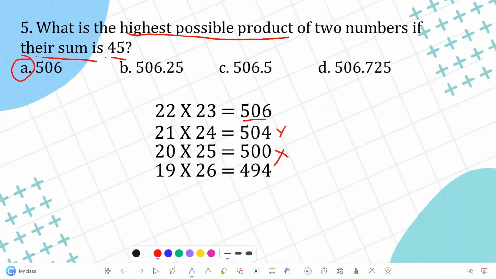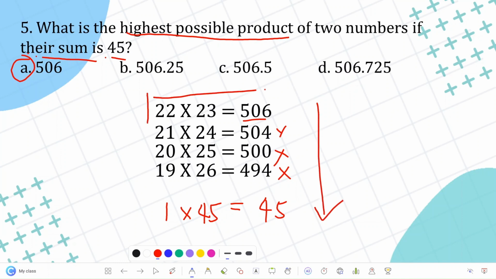But we will have another number here, 19 and 26. We have here 494. So, mas mababa pa rin. So, nakikita na natin ang pattern na kapag pataas na pataas ang isa, pababa na pababa ang isa, ay bumababa ang kanilang product. In fact, kapag umabot ka na sa 1 times 45, ang magiging sagot mo na lang ay 45. So, ang pattern nito ay pababa. So, tama na ang 22 times 23 is 506 and 506 na ang maximum answer. And that is letter A.